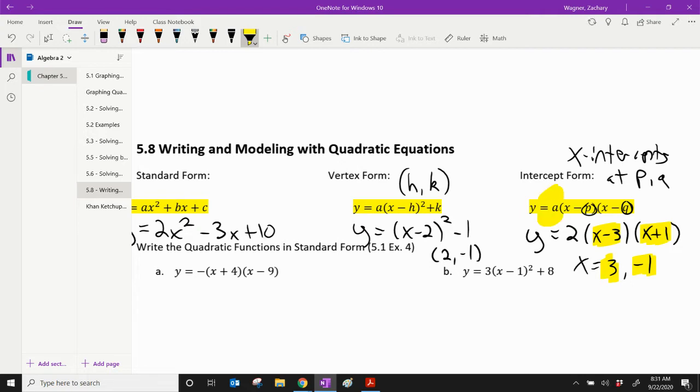And once again, lastly, the a value for all 3 of these is always the same. A is the only value that does not change. And a in standard form is the a in vertex form is the a in intercept form.